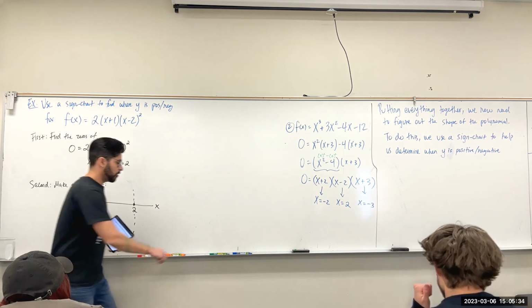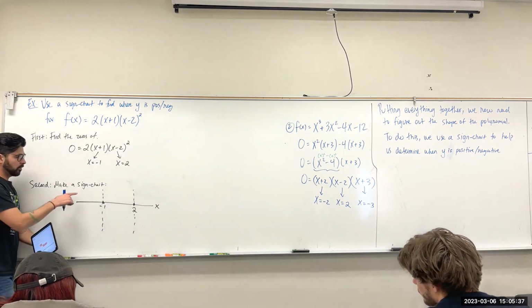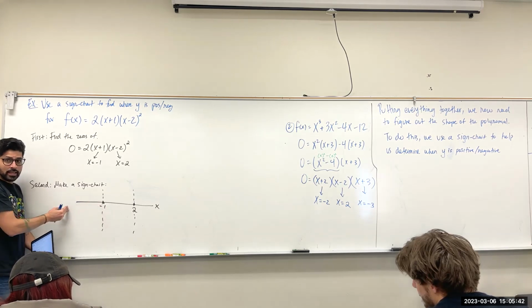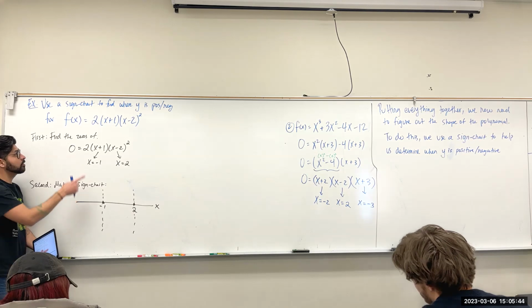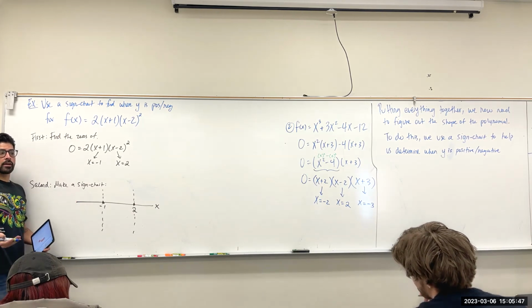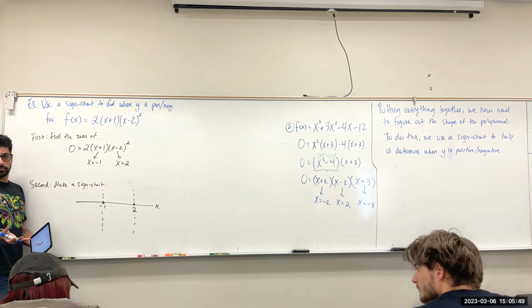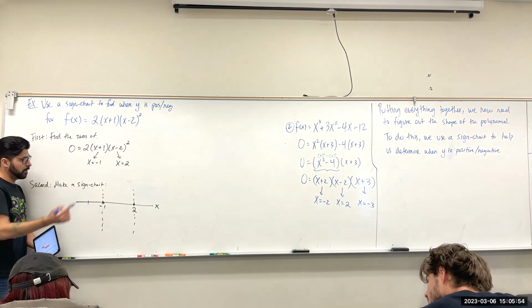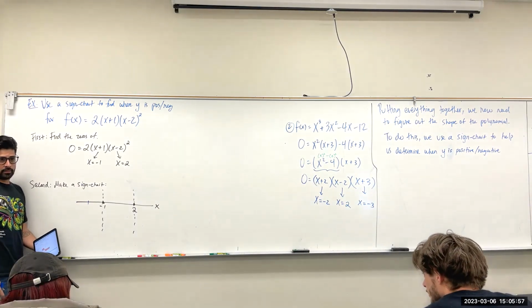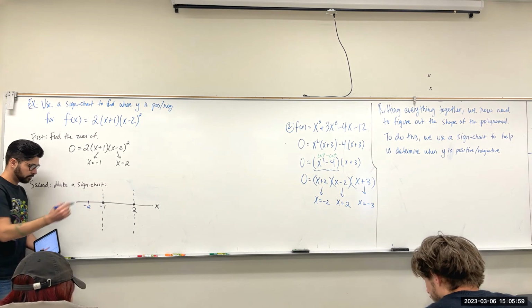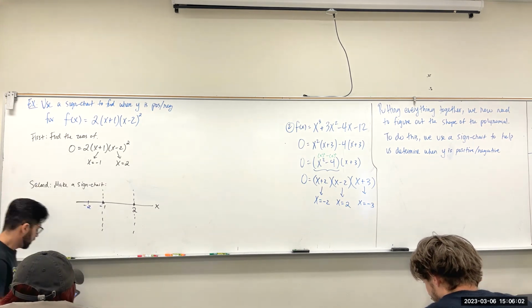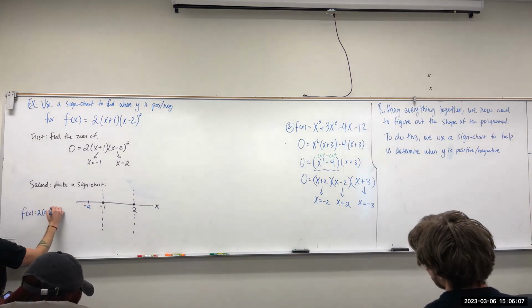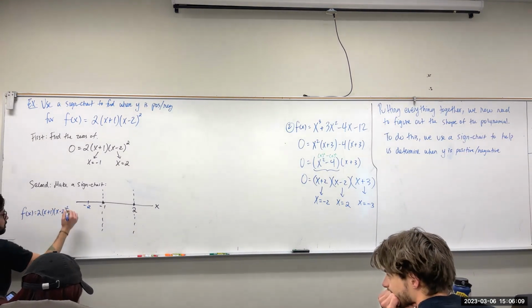So what you're going to do is use test points with your sign chart. You're going to get an x value that's less than -1, plug it into the function, and see if the y value will be positive or negative. It is a little bit of tedious work. So pick a random x value that's less than -2, and we're going to plug it into the function, which is 2x plus 1, x minus 2 squared.